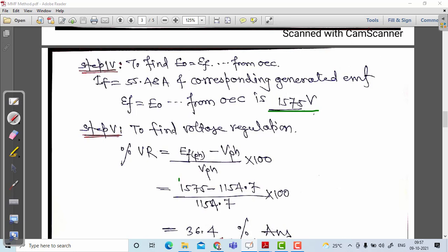Therefore 1575 minus 1154.7, divided by 1154.7, into 100, that is 36.4. This is the answer for the voltage regulation of the alternator at a lagging power factor using the MMF method. Similarly, we have to find the voltage regulation at a leading power factor and unity power factor.